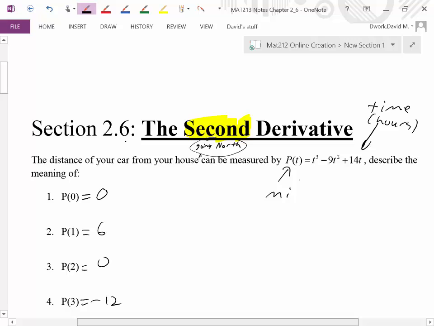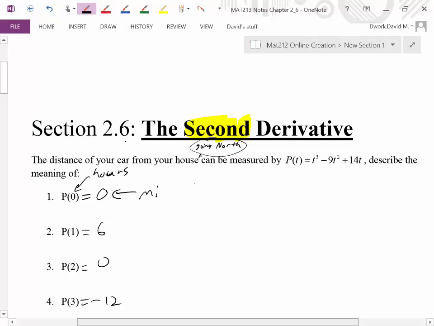Okay, so you should now have your answers of 0, 6, 0, and -12. So let's think about meaning. Let's talk about what those things mean. Since t is measured in hours and the output p is measured in miles, what we're saying is at 0 hours I have gone 0 miles, because p is just a distance.